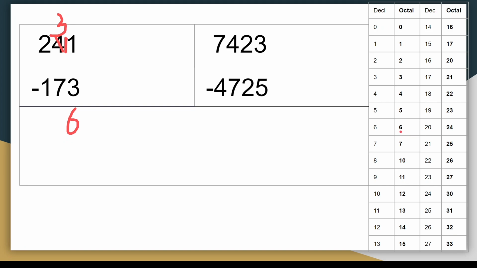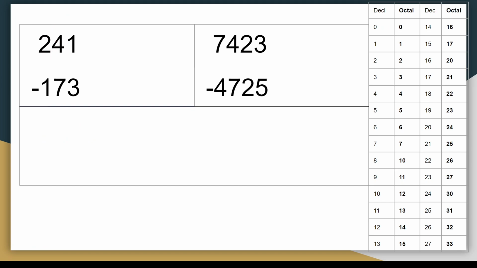And now 3 minus 7, we have to borrow again. This becomes a 1. This is 1, 3. And again, 1, 3 is actually just 11. So 1, 3 minus 7 would normally be 6, but it's actually equivalent to 11. So it's actually 11 minus 7, which is 4. And now 1 minus 1 is just 0. So 241 octal minus 173 octal is 46 octal, or 046 octal.